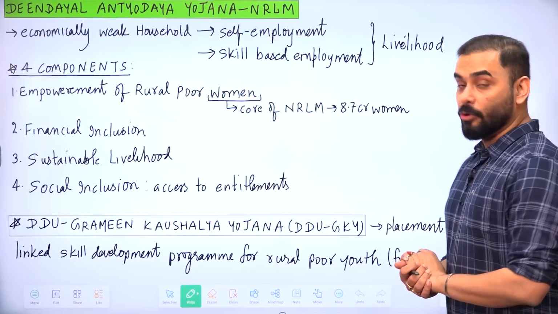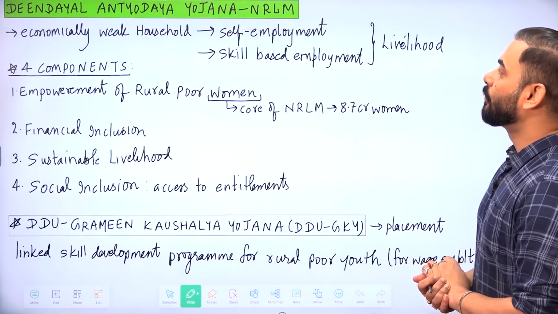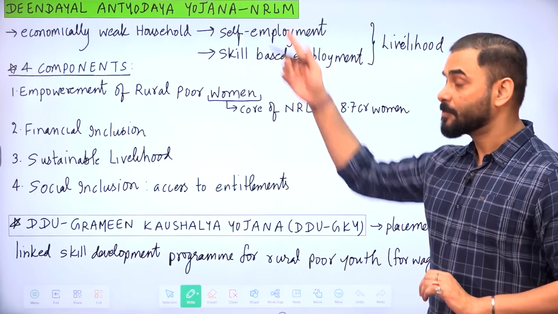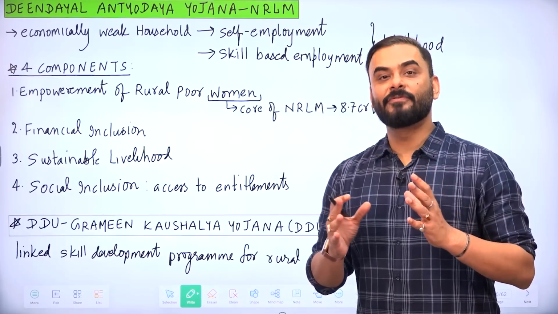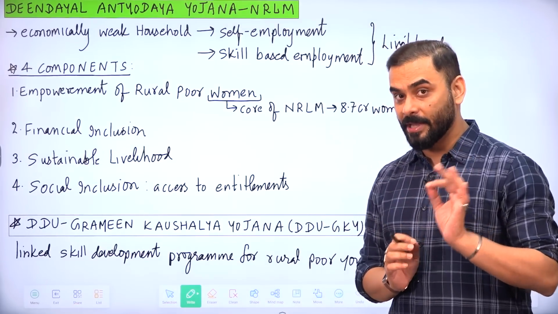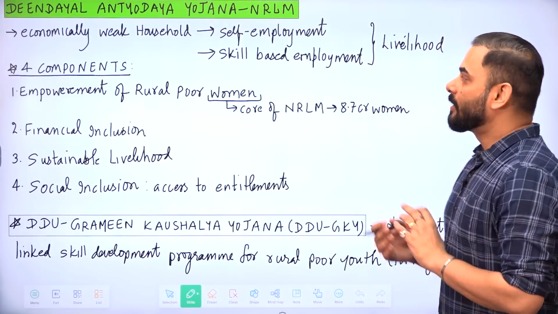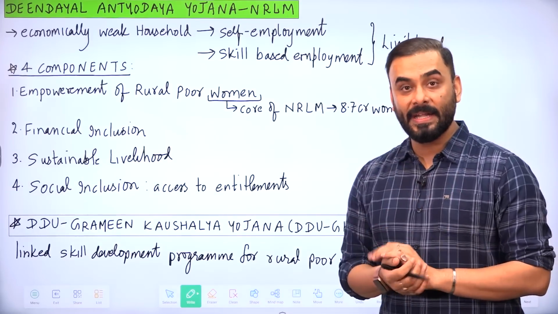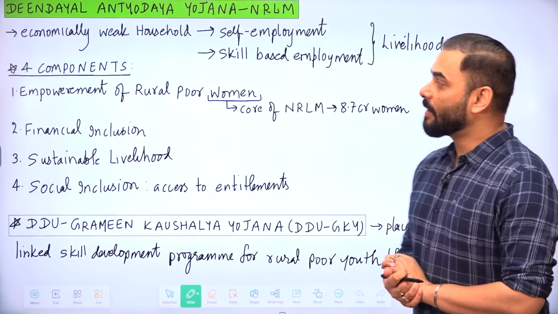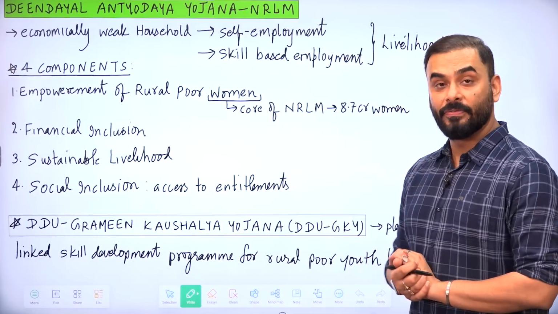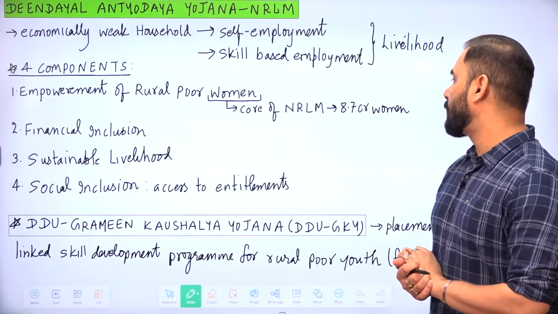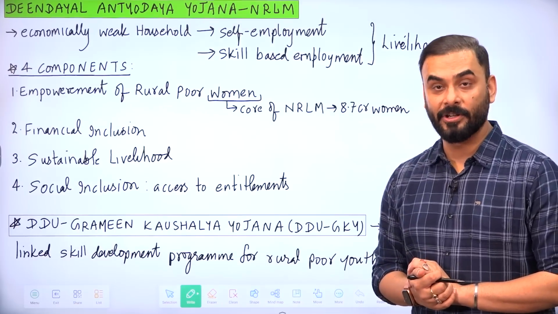Now guys, there is one more program called as Deen Dayal Antyodaya Yojana, National Rural Livelihood Mission, NRLM. This program says that we have to provide skill to the rural workforce, especially to the women, in such a way that we are able to generate self-employment and skill-based employment for every household. Now, this program has 4 components. First is empowerment of rural women, and through this program, approximately 8.7 crore women have been covered.